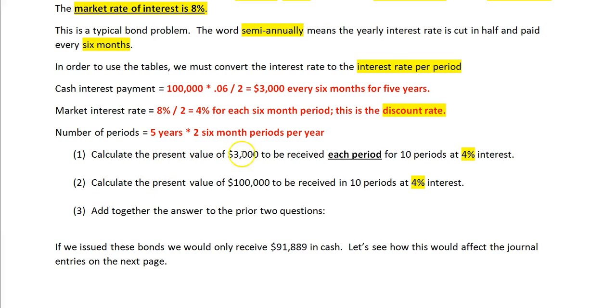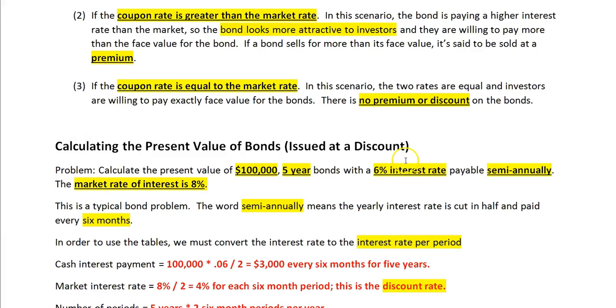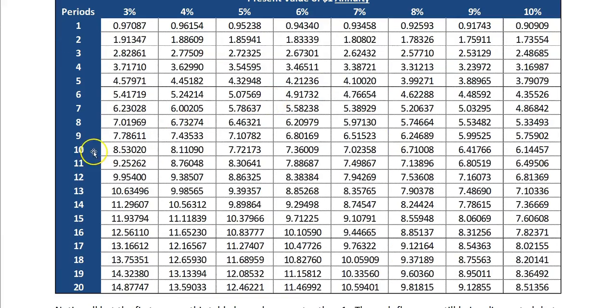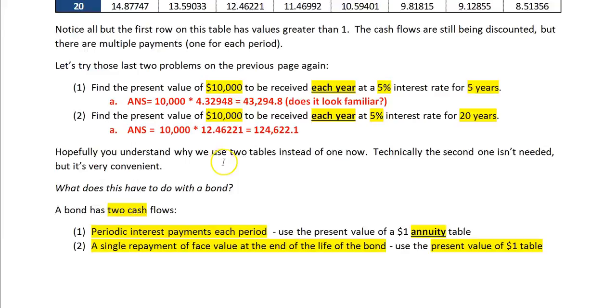Alright, so we need to calculate the present value of $3,000 to be received each period for 10 periods at 4%. So we need the annuity table, right? Because it's each period, we need to look up the value for 10 periods at 4%. We're on the annuity table. Here's 10 periods. 4% is right here, 8.11090. This is the present value factor to convert it.